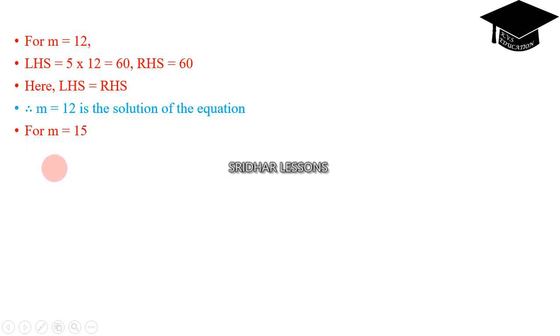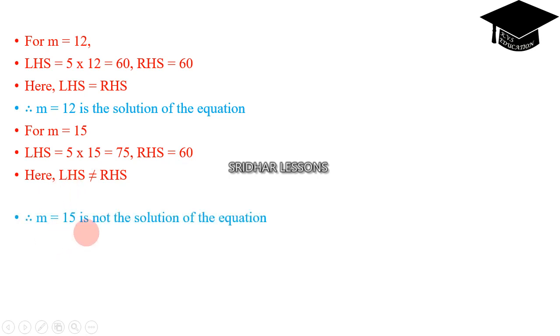For m is equals to 15, LHS we can write it as 5m, 5 into 15, this is equals to 75. But RHS is equals to 60. So LHS is not equal to RHS. Therefore, m is equal to 15 is not the solution of the equation.